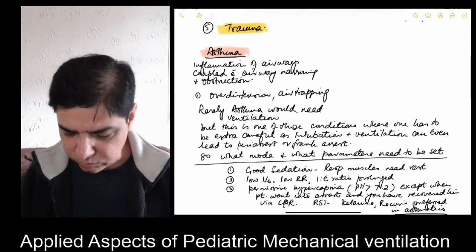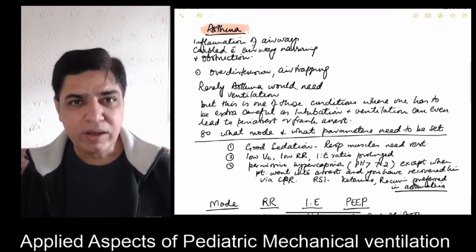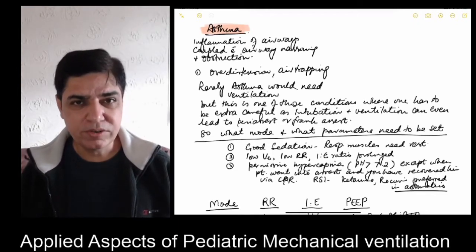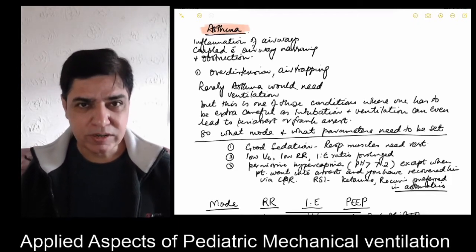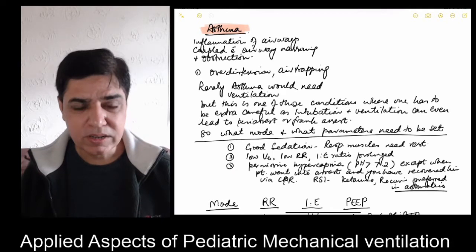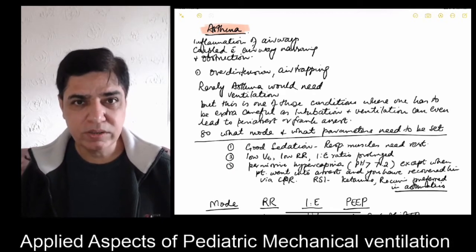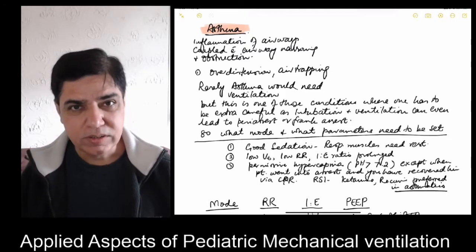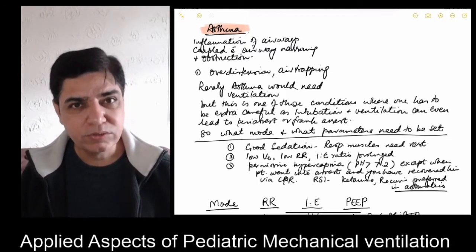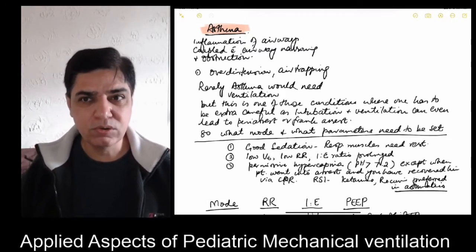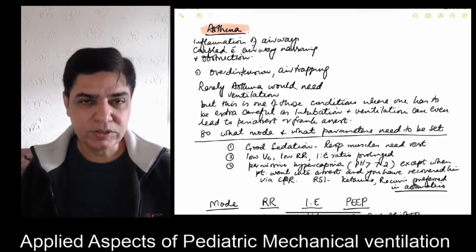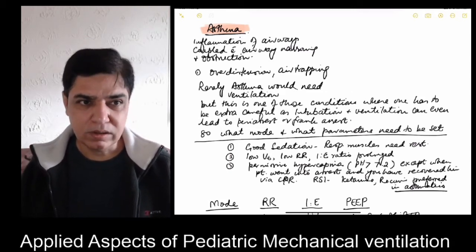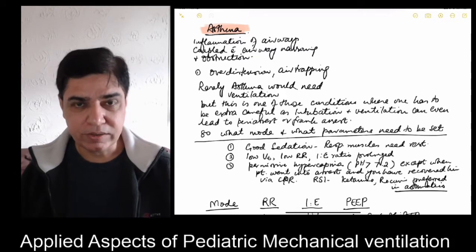Now let's start with asthma. Now asthma, as you know, is an inflammatory condition of the lungs in which there is mucosal edema, there is obstruction of the lower airways, and there is bronchoconstriction. It's very common in children, and most of the time there is very good treatment for it. So we go according to whether the presentation is mild, is it severe, is it life-threatening.